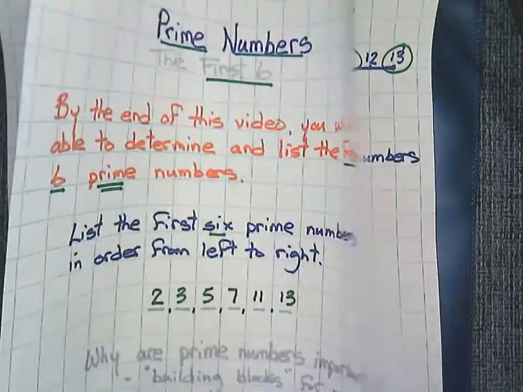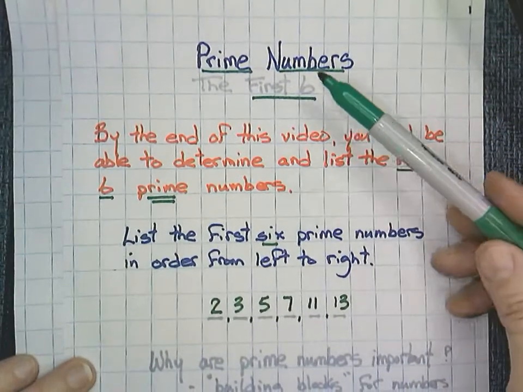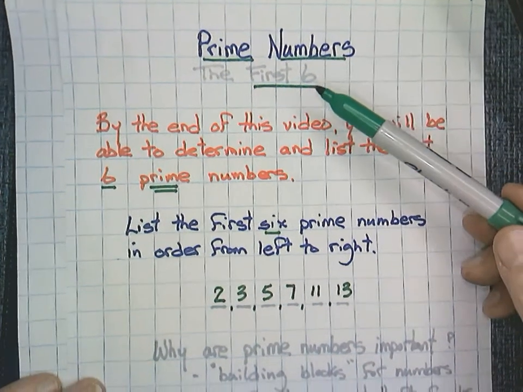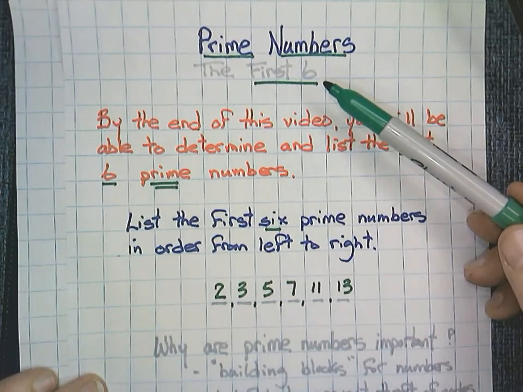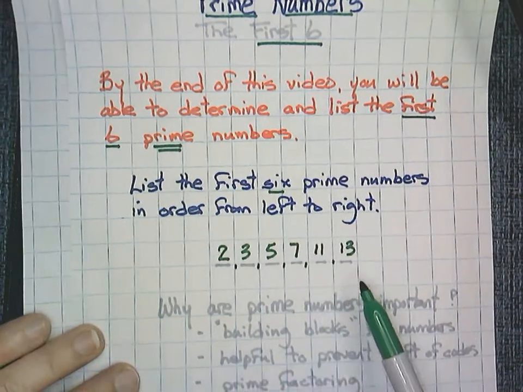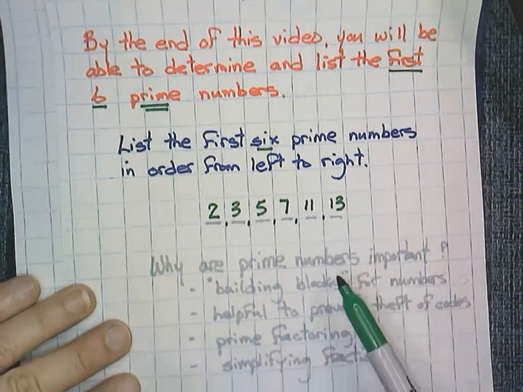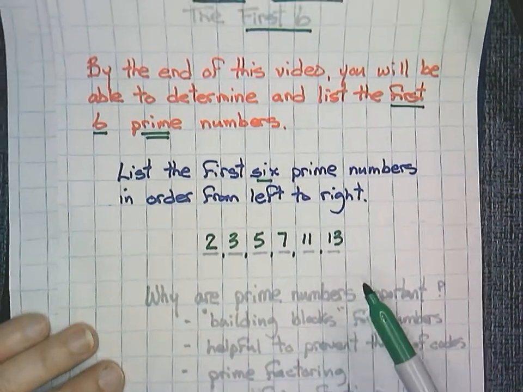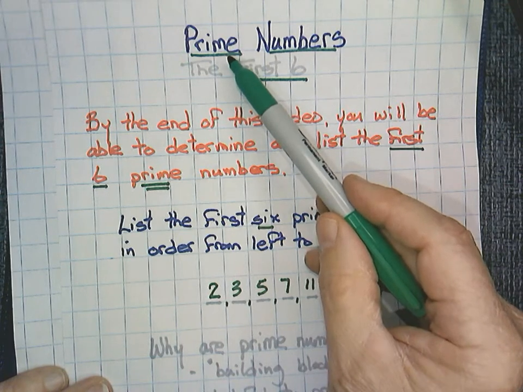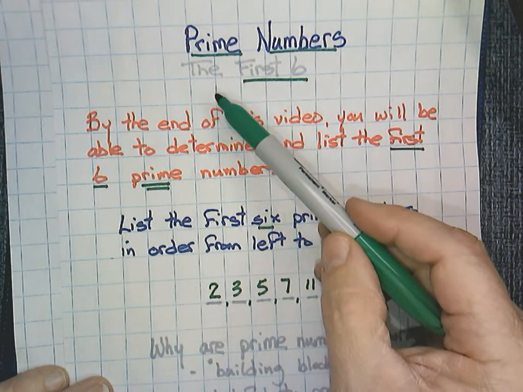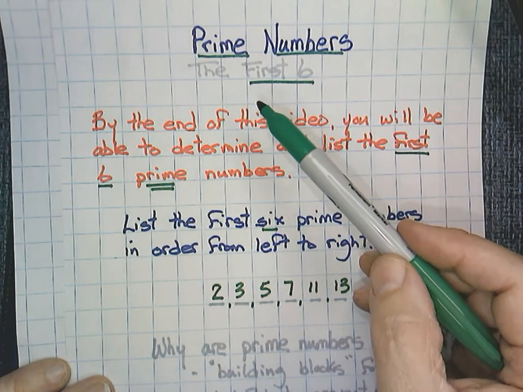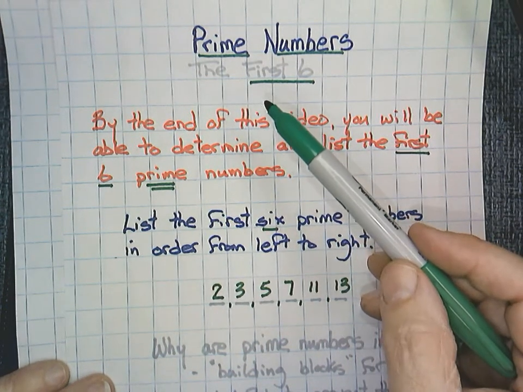Okay, real quick, in review today, our lesson was on prime numbers. We focused on only the first 6, which are 2, 3, 5, 7, 11, and 13. You probably want to memorize that. We talked about why it's important. We said that prime numbers have only 2 factors. The other kind of numbers are called composite numbers. Composite numbers have more than 2 factors.